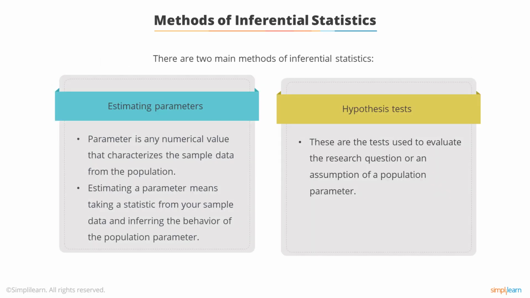So what are the methods of inferential statistics? Well, there are two main methods. The first is parameter estimation. A parameter is any numerical value that characterizes the population data. And estimating a parameter means that we're taking a statistic from your sample data and inferring the behavior of the population itself. We also have hypothesis testing. These are the tests used to evaluate research questions or an assumption about a population parameter.